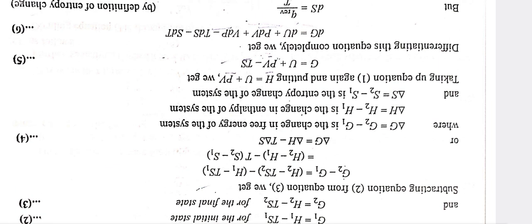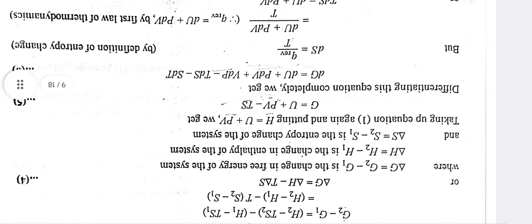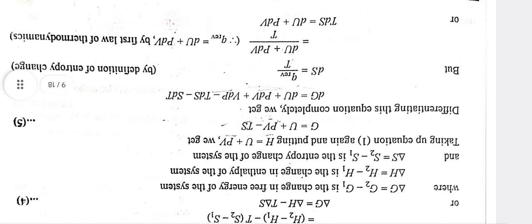Del G is equal to G2 minus G1, the change in free energy of the system. Del H is equal to H2 minus H1, the change in enthalpy of the system. Del S is equal to S2 minus S1, the entropy change of the system. Taking up equation 1 again and putting H is equal to U plus PV, we get G is equal to U plus PV minus TS. Differentiating this equation completely, we get dG is equal to dU plus PdV plus VdP minus TdS minus SdT.